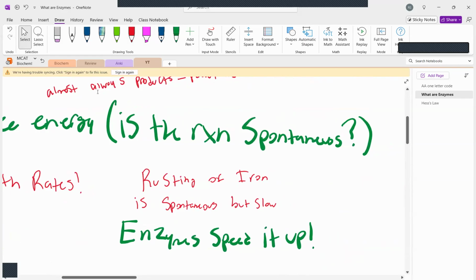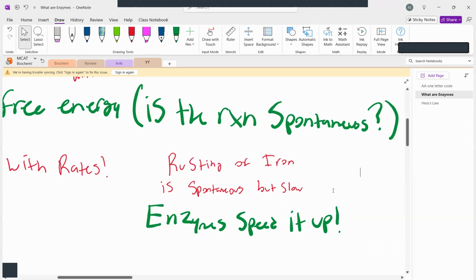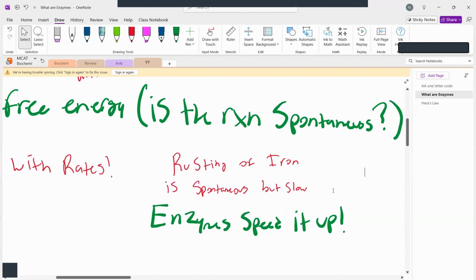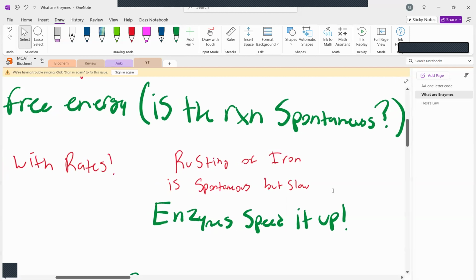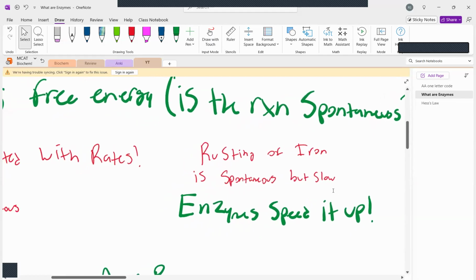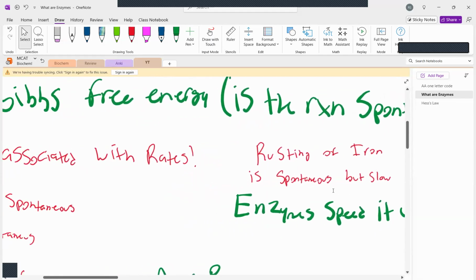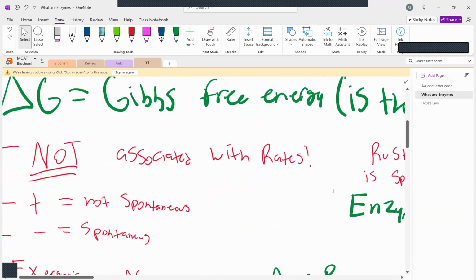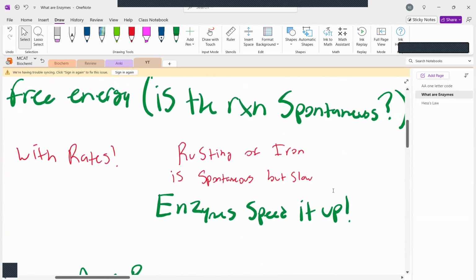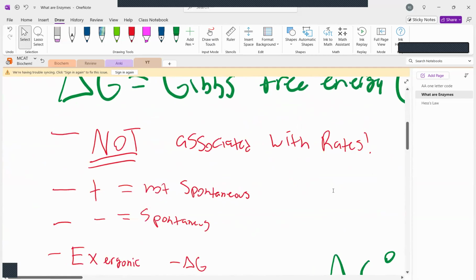For example, the rusting of iron is spontaneous, but it's really slow. If you look at the Statue of Liberty, for example, it took a while for her to get her blue tints. I know it used to be a completely different color. Enzymes help speed up the reaction, so they don't change delta G. We'll get more into that later, but they change the activation energy, sorry.